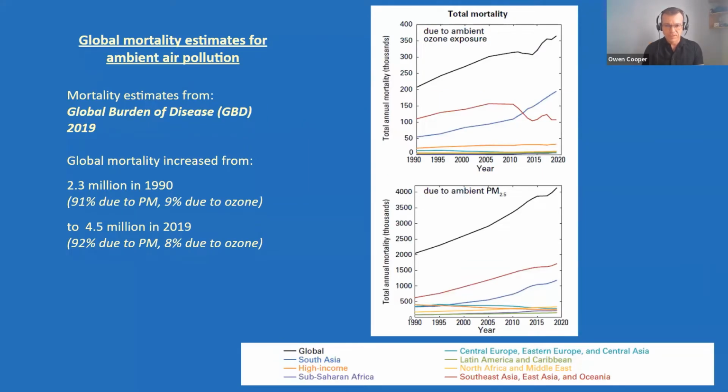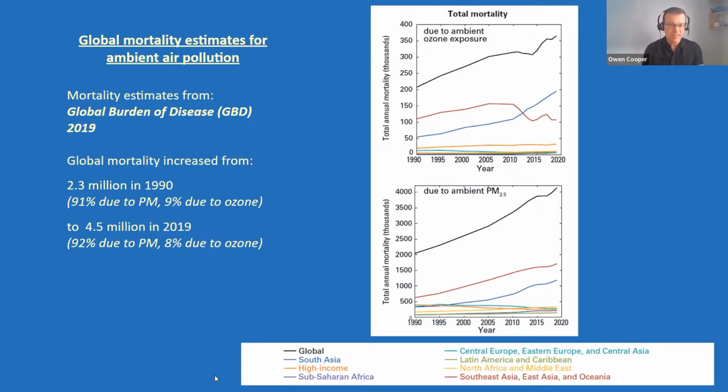Now, Global Burden of Disease, in their estimates of global mortality due to air pollution, use the same WHO metric. And what I'm showing here are results from the latest GBD analysis for the year 2019. So the top panel shows estimated global mortality due to ozone pollution for both the globe in black and in different regions of the world in the colored lines. And this is for the years 1990 through 2019. And then the lower panel shows global mortality due to ambient PM2.5. And note the very clear difference in the scales on the y-axis there.